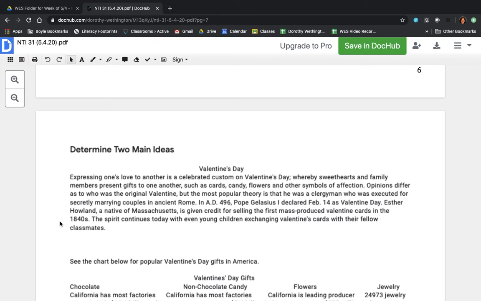In AD 496, Pope Gelasius I declared February 14th as Valentine's Day. Esther Howland, a native of Massachusetts, is given credit for selling the first mass-produced Valentine cards in the 1840s. The spirit continues today with even young children exchanging Valentine's cards with their fellow classmates.